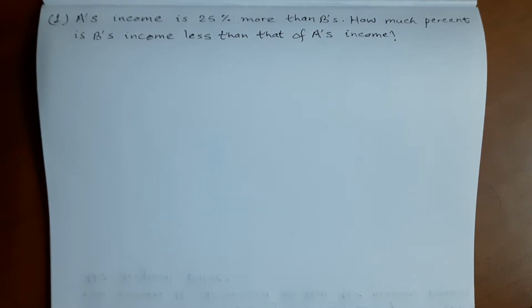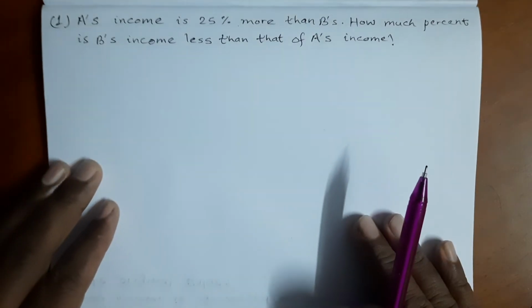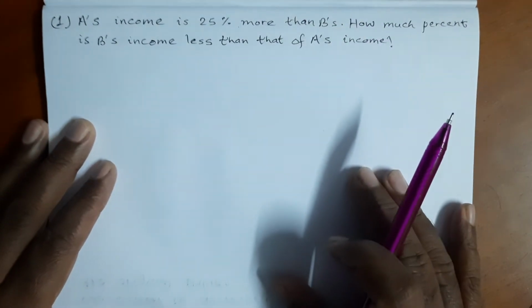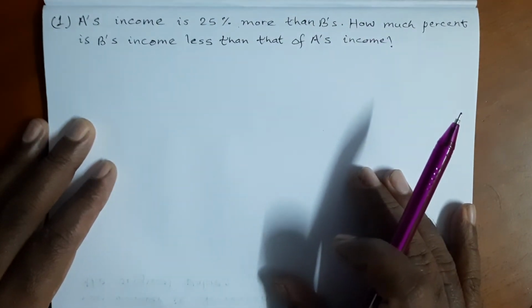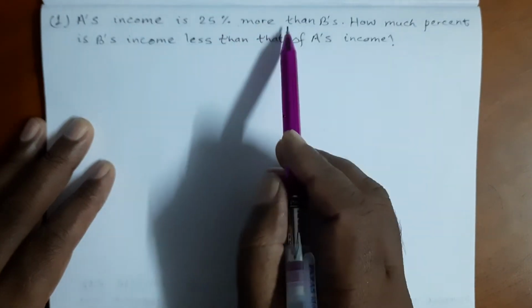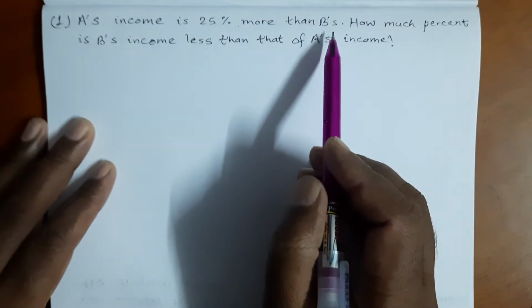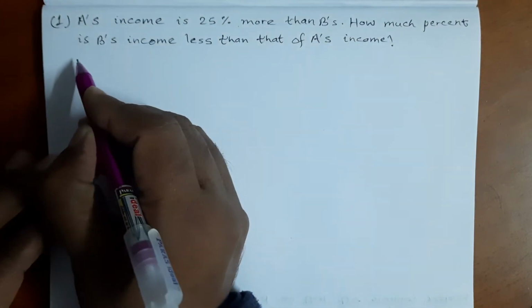I will make this matter clear with the help of some questions, because in this percentage we don't have any specific formula. So here is one question. A's income is 25% more than B's. How much percent is B's income less than that of A's income? A's income is 25% more than B, so B's income we should suppose X. Look at the solution to this question.